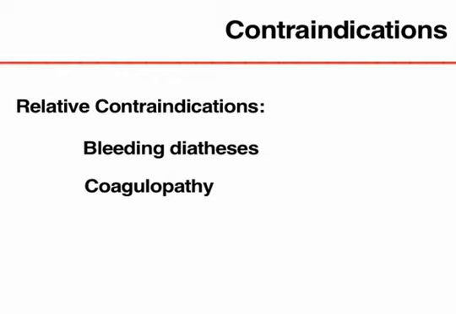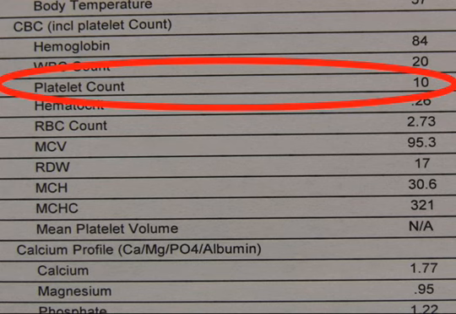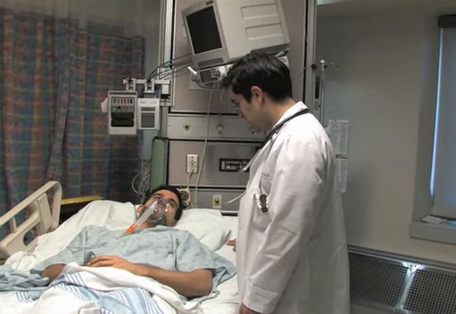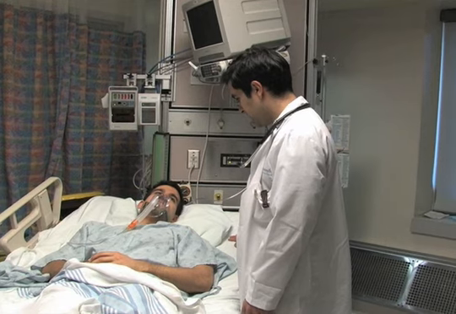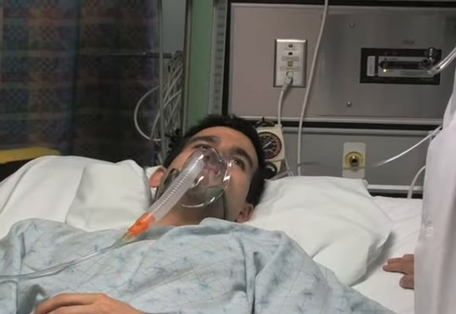There are relative contraindications, mainly based on hematologic abnormalities, such as bleeding diatheses or coagulopathy. Blood products or coagulation factors may need to be transfused in order to reduce the risk of bleeding during the procedure. The procedure should be explained and consent obtained whenever possible from the patient or next of kin.